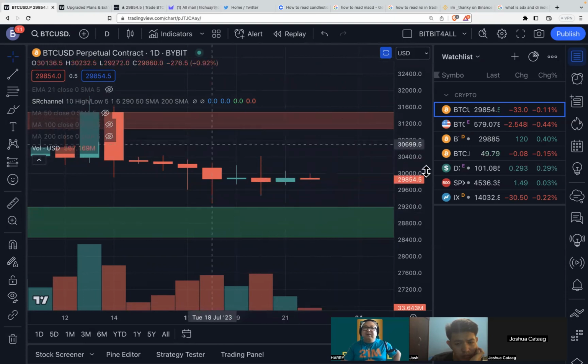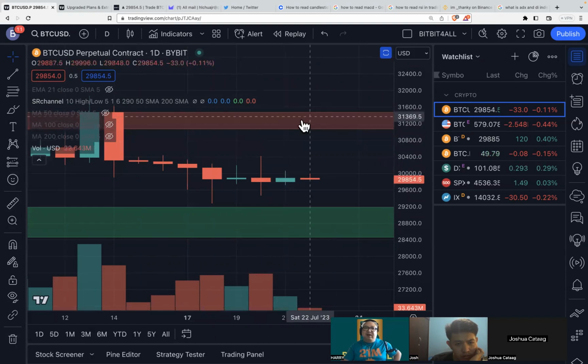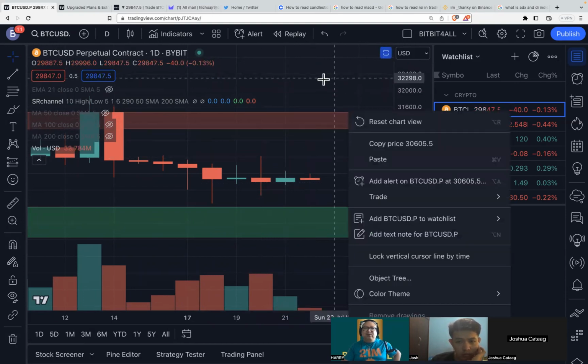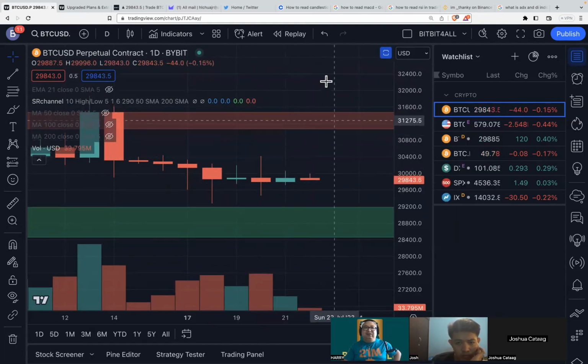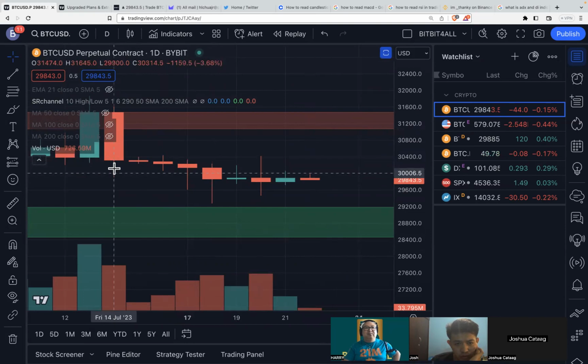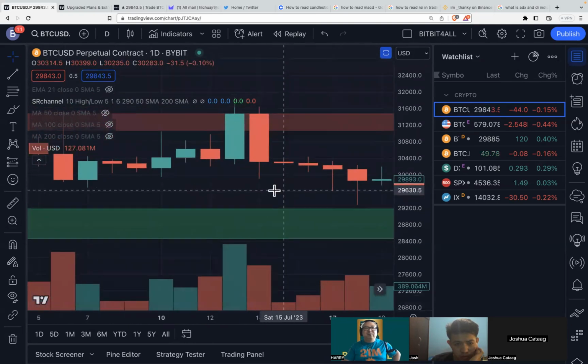So sabi mo na, accumulation stage. Dito lang yan ang mga price kasi ang thick ng resistance, ang thick din ng support. Okay? So it's unlikely that this will break out or break down. Okay? So, baka dito lang nito. Tingnan mo. Ilang days na siya dito. It's been a long time.